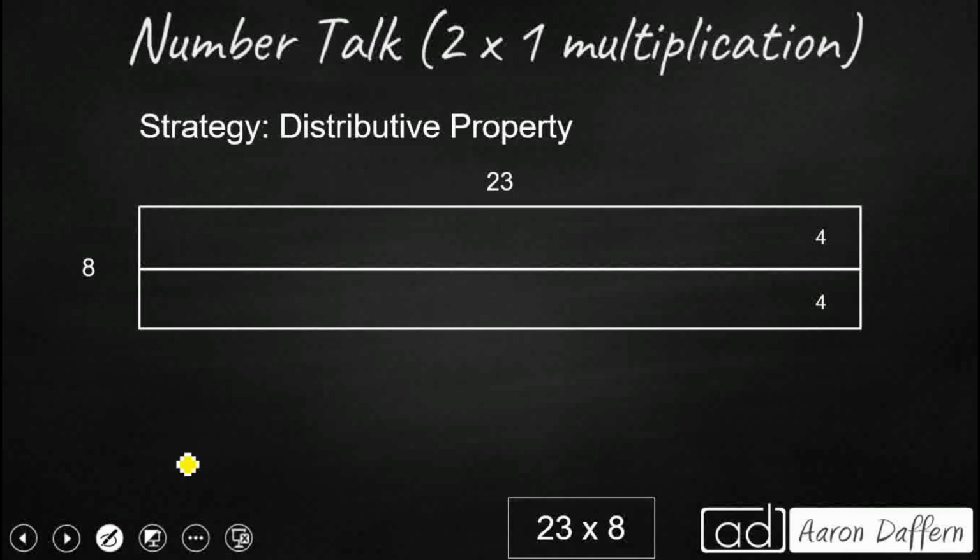All right, so let's start with the distributive property. Always a great place to start. What this does is this lets us break apart one of our factors. So we're going to take 23. We're going to leave that alone. But I'm going to see if I can break this 8 into 4 plus 4. That's just going to be a little bit easier for me to multiply mentally.